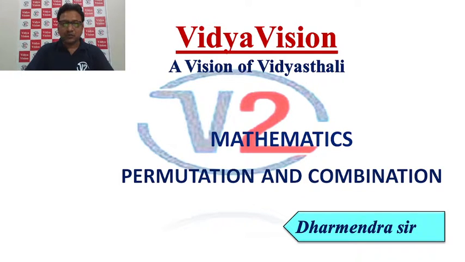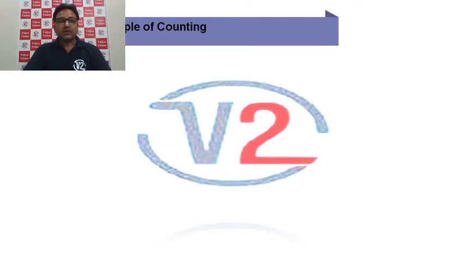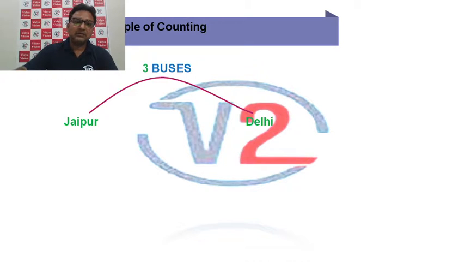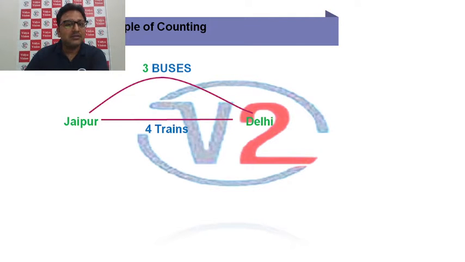Now permutation: the fundamental principle of counting. Simple. Here, from Jaipur to Delhi, there are three buses going. Next, from Jaipur to Delhi, four trains are going. Now, from Jaipur to Delhi, there are five aeroplanes.